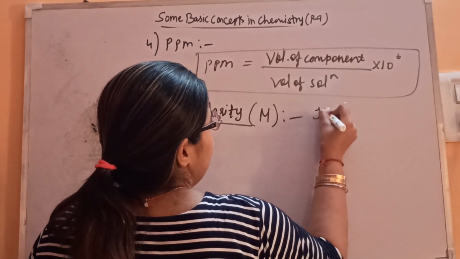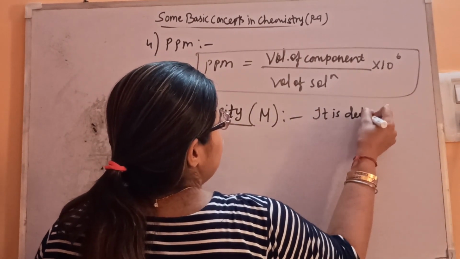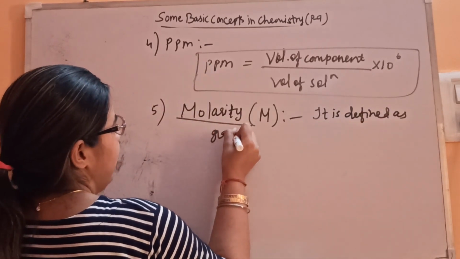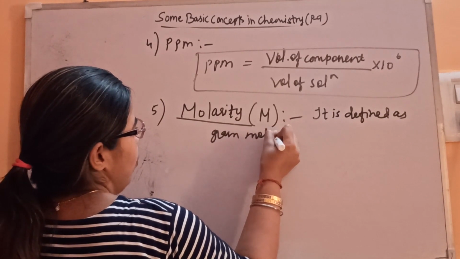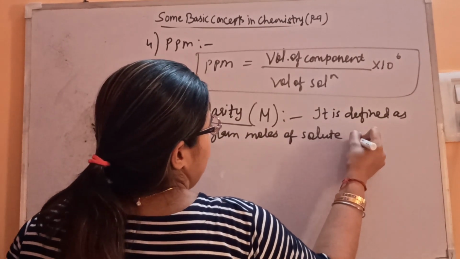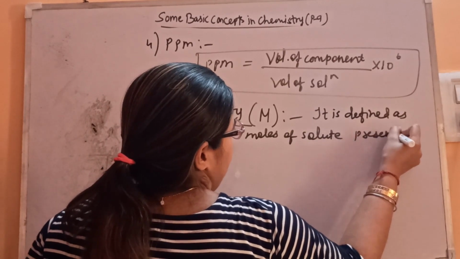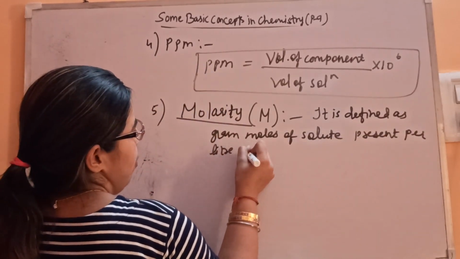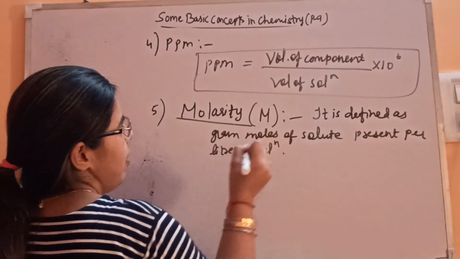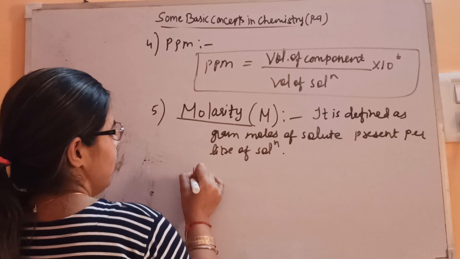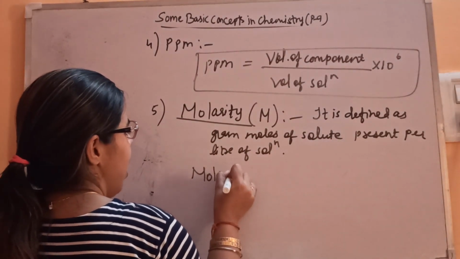So it is defined as the gram moles of solute present per liter of solution. It is defined as the gram moles of solute present per liter of the solution. So mathematically, let's see what is molarity.